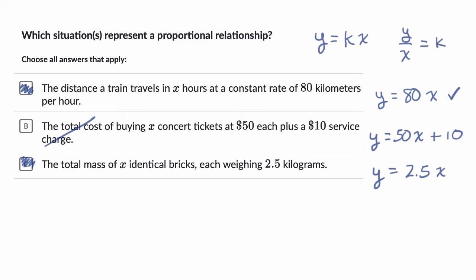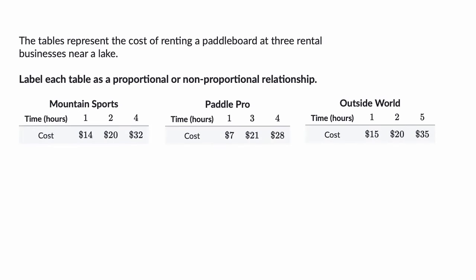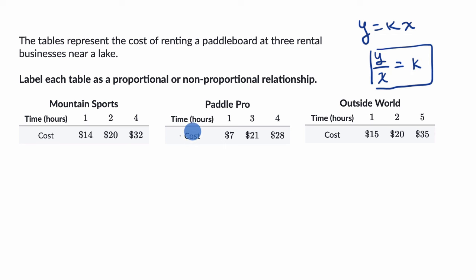Let's do another example. So here we're told the table represents the cost of renting a paddleboard at 3 rental businesses near a lake. Label each table as a proportional or non-proportional relationship. All right, remember, a proportional relationship is y is equal to k times x, or we could say the ratio between y and x is always going to be a constant. And I'll actually use this. This is actually a very useful way of testing proportionality.